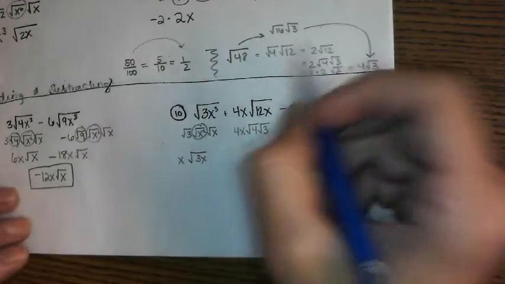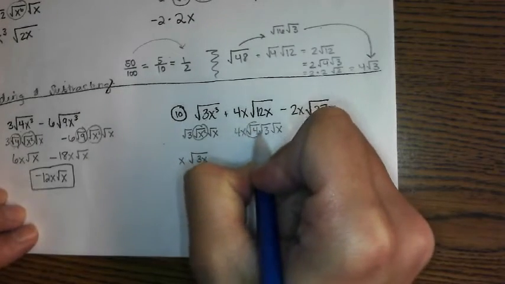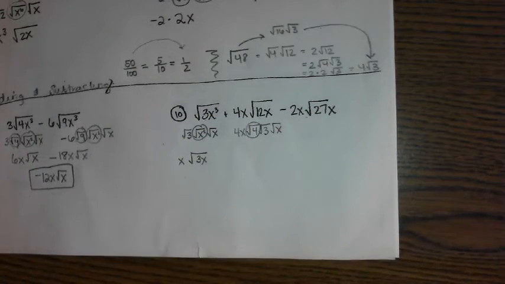And then x itself can't be broken down. So the only thing I'm really going to be able to do to that one is change that square root of 4 to a 2. So, and I'll do it at the same time. 4x times 2 is 8x. So that'll be 8x root 3x.